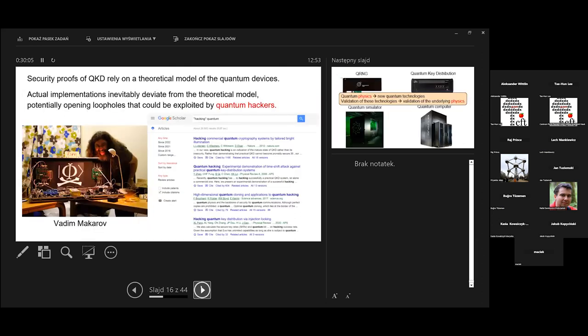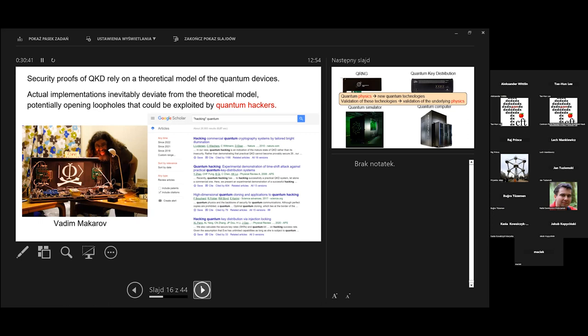And so the security proofs that people derive in QKD rely on a theoretical model of the quantum devices. But the theoretical models are abstractions. They don't fully represent reality. And it may happen that an actual implementation deviates from the model used for security, and that can open some loophole. This was first shown in 2011 by Vadim Makarov, the first quantum hacker. In 2011, he took a commercial system and was able to completely break the security. He was able to get a perfect copy of the key without being detected.